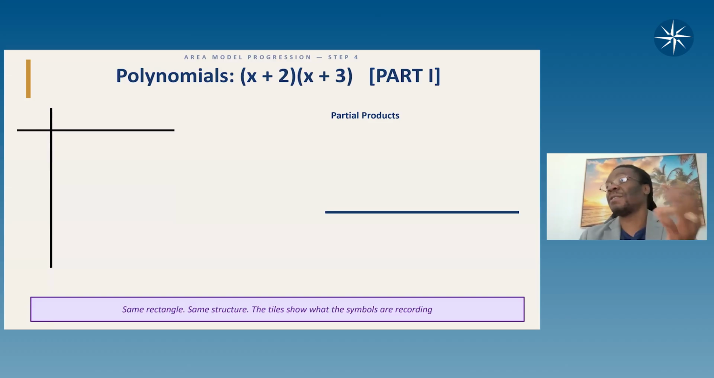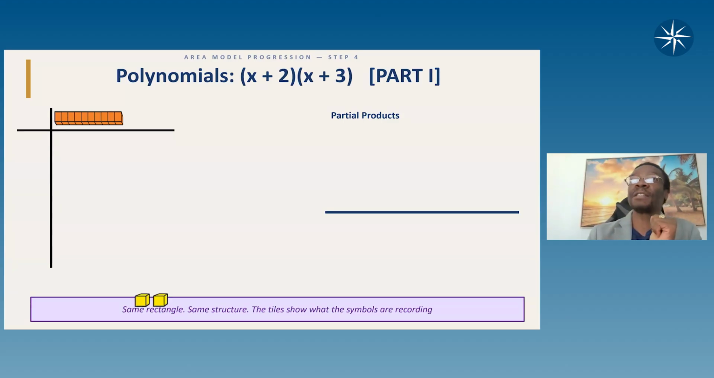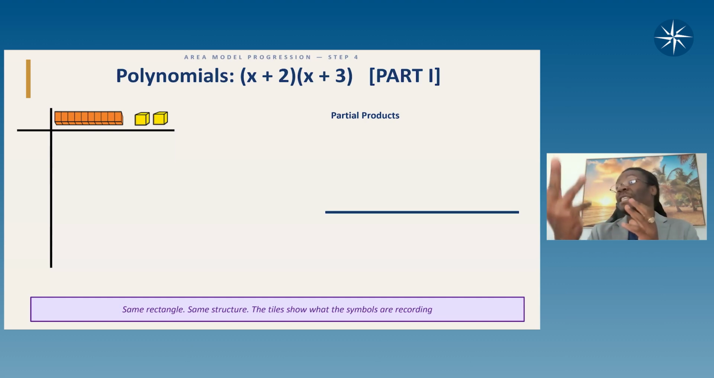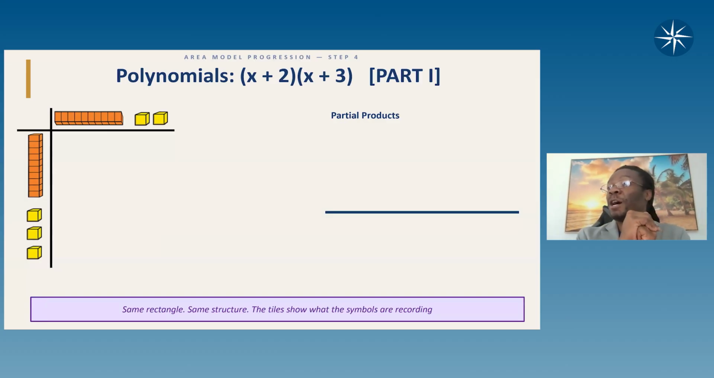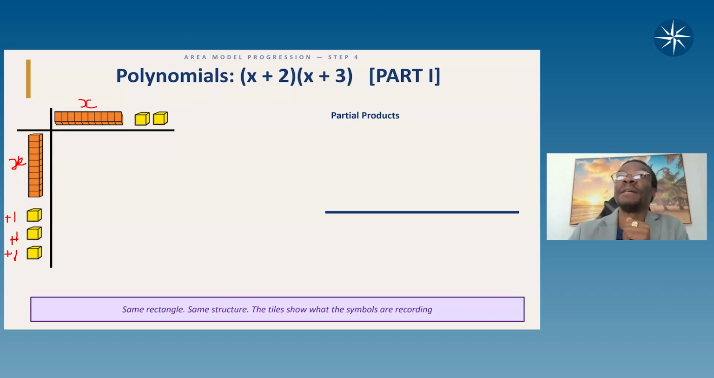So let's build a grid. This is just a standard grid where we could set up. The orange rods are x's, so that's x, and we have the 2 yellow pieces. Those are your units, so that's x plus 2. If it were x minus 2, we could use a different color, right? And then for the width, the other side of the area model, we have x plus 3. So we have x represented here. This is your x, and this is 1, 1, 1. These are all positive, so this is plus 3. And this is x plus 2.